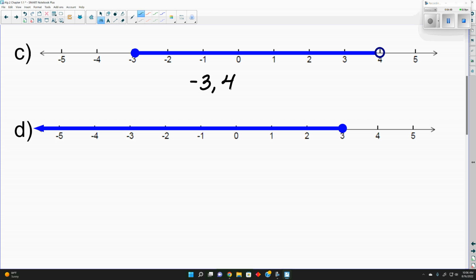Is -3 included? Yes, because it's filled in, so we would use a bracket. And 4 is not, so it would be a parenthesis. So that would be the interval.